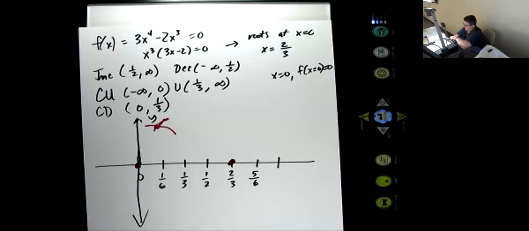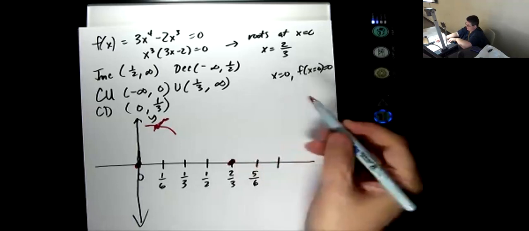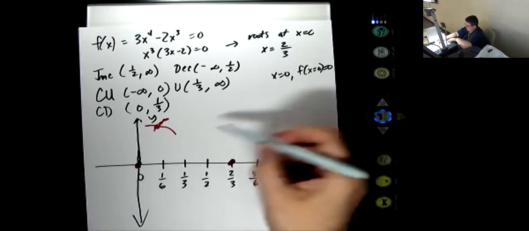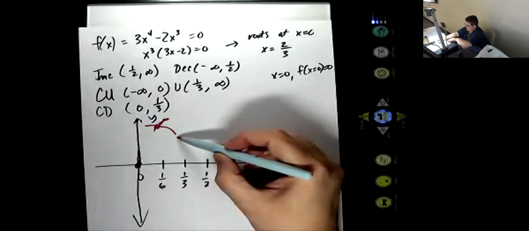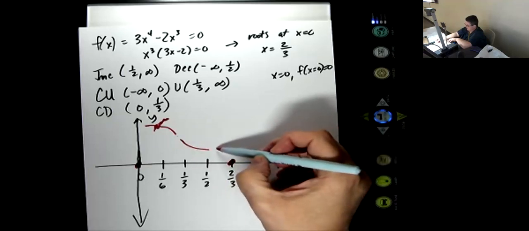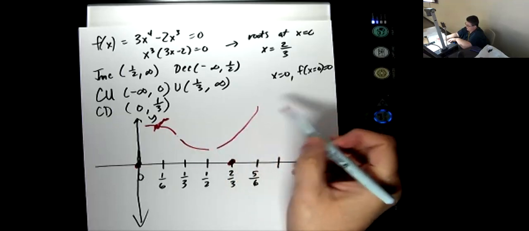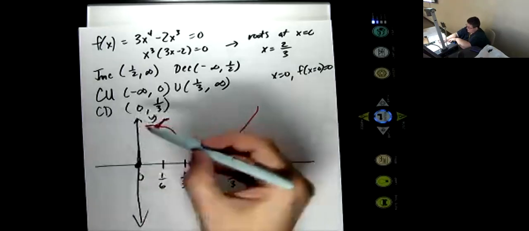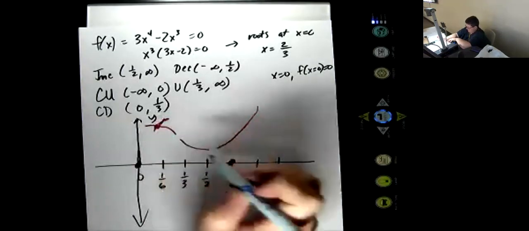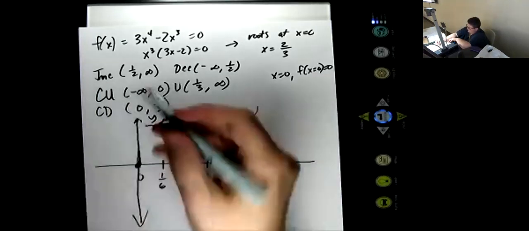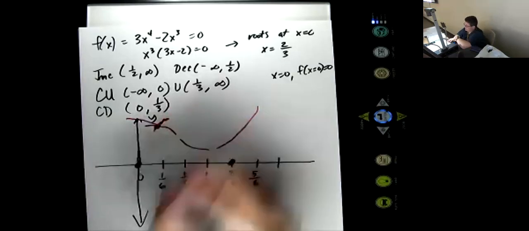And then from 1/3 to infinity, it's concave up, but it's still decreasing to 1/2. So it's got to be doing something like that to the 1/2 mark, and then it's got to be going concave up. And it looks like from 0, let's see, it's decreasing all the way from infinity. So it's coming down.